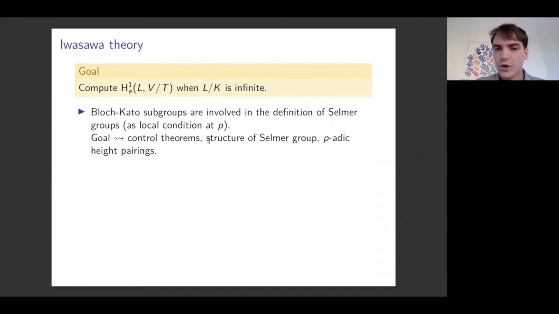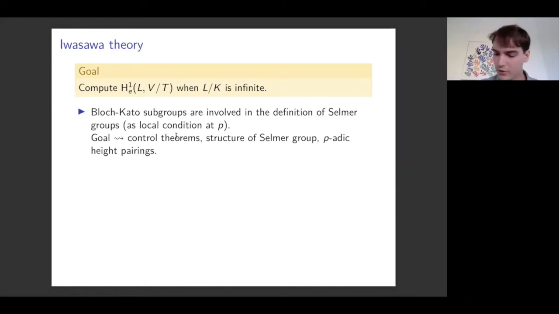More generally, when you want to study the structure of Selmer groups, you need a nice description of this Bloch-Kato group. Also, this description of our infinite extension plays a role in the construction of p-adic pairings, by Perrin-Riou and Ekedahl.